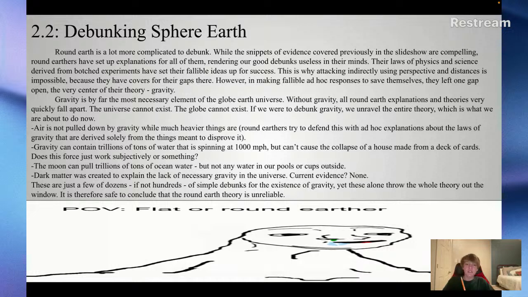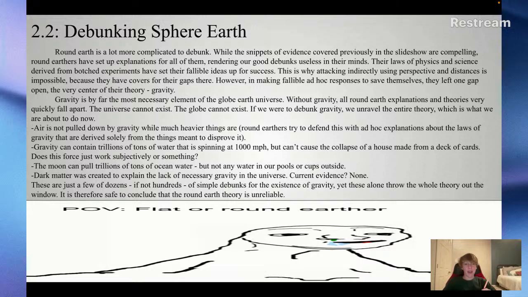2.2, debunking a spherical Earth. Round Earth is a lot more complicated to debunk. While the snippets of evidence covered previously in the slideshow are compelling, round earthers have set up explanations for all of them, rendering our good debunks useless in their minds. Their laws of physics and science derive from botched experiments that have set their fallible ideas up for success. This is why attacking indirectly using perspective and distances is impossible, because they have covers for the gaps there.